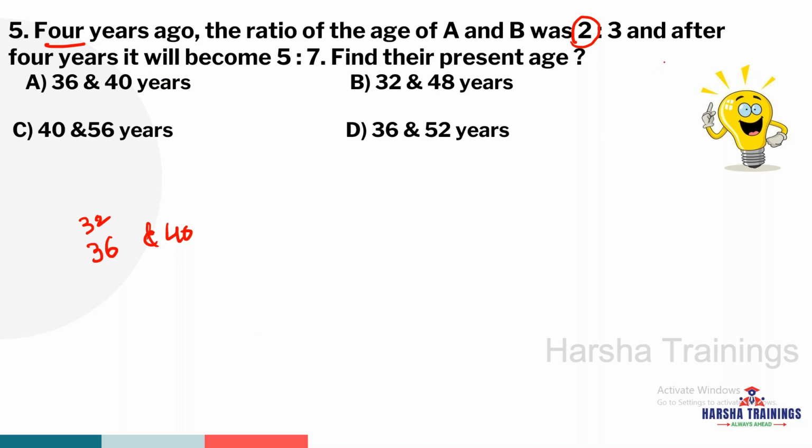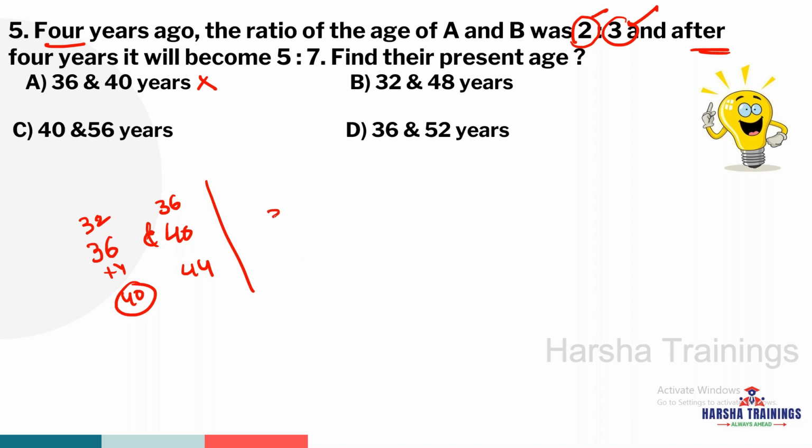Right. So after 4 years, 36 plus 4 is how much? 40. 40 is a multiple of 2. Yes. And check the remaining one, 40. 4 years ago, 40 minus 4 is 36. 36 is a multiple of 3. Yes. Next, after 4 years, 40 plus 4 is 44. Is 44 a multiple of 3? No. So the first option is the wrong option. Got my point, all of you?